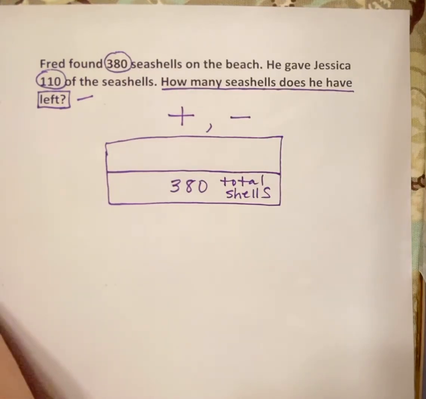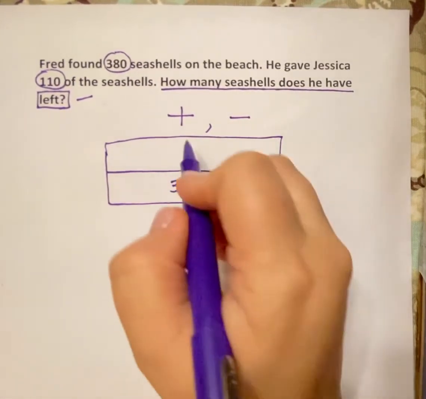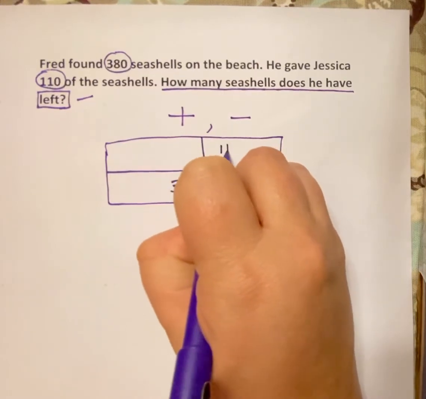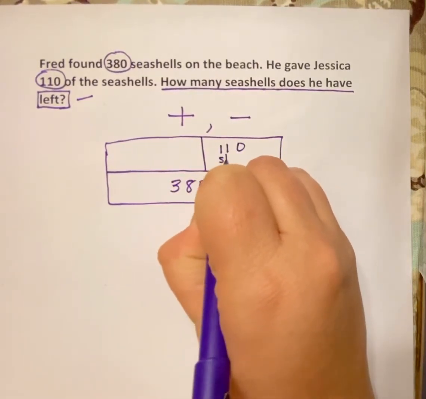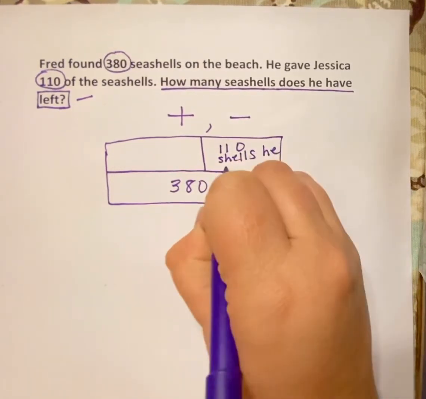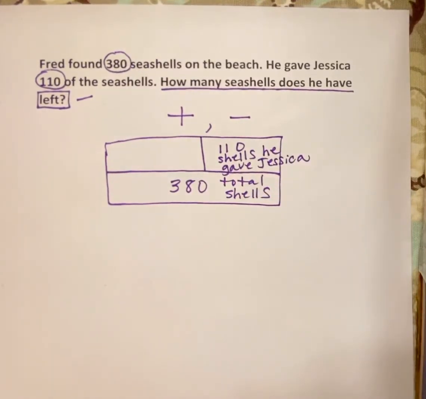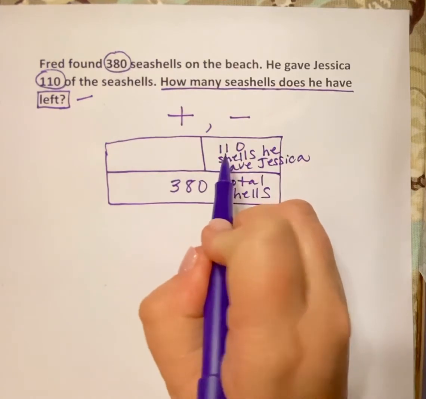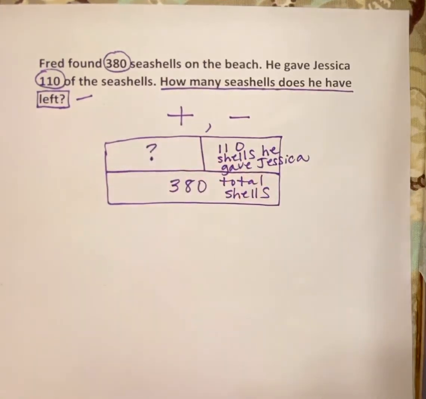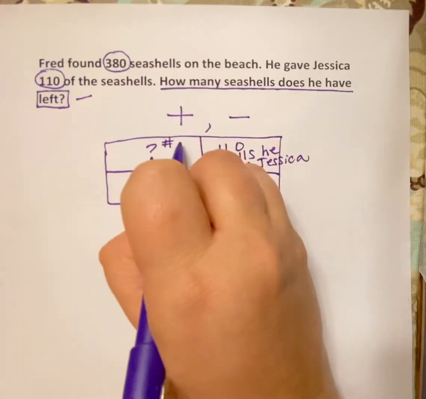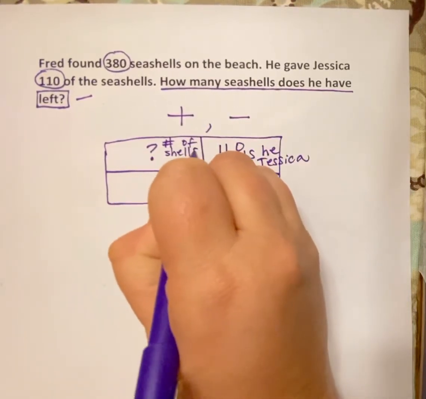I know that he gave Jessica 110. So I'm going to put 110 shells he gave Jessica. If he gave them to Jessica, that means he doesn't have them anymore. They're gone. So I have a part, but I'm missing this part here. What is that? I'm looking at my question, and I need to know the number of shells left.